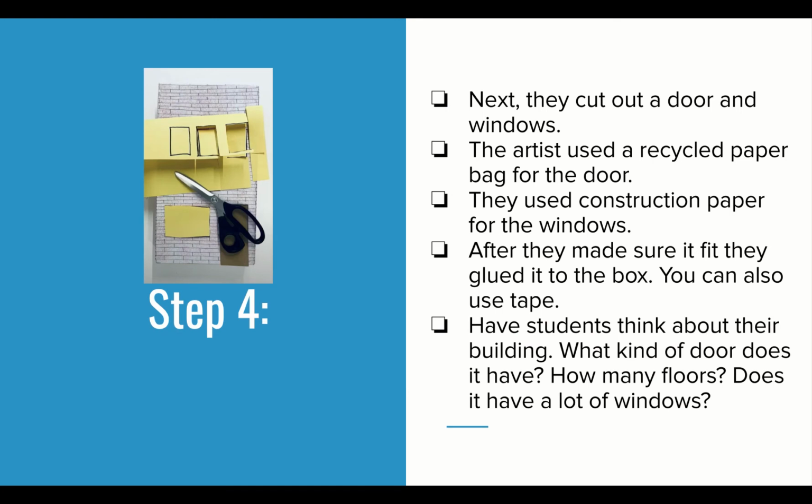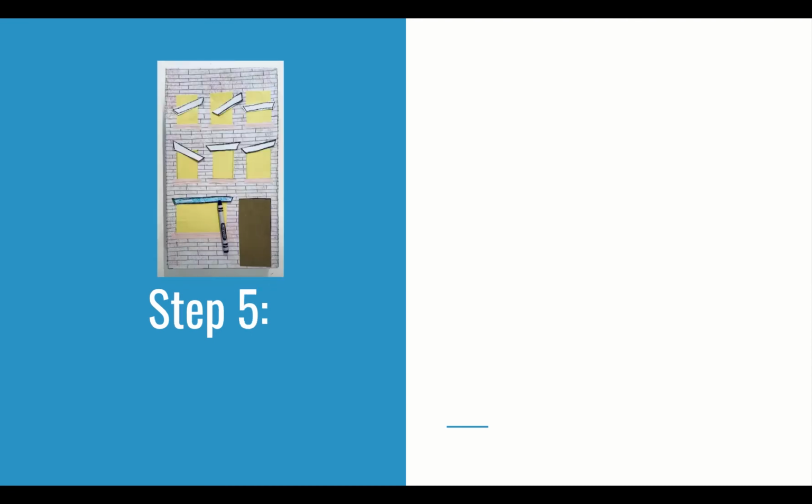And have the students think about their building. What kind of door does it have? How many floors? Does it have a lot of windows? Have them think about this. This is where you start to plan or decide. They have to look back at their photograph, their model building, to analyze it, to think about that as a historical document that they're recreating.